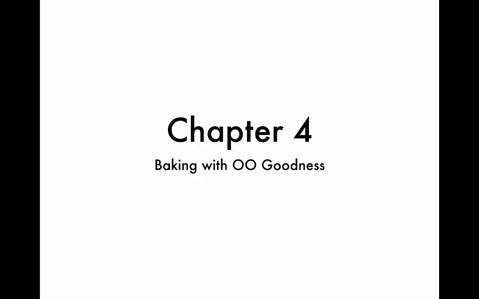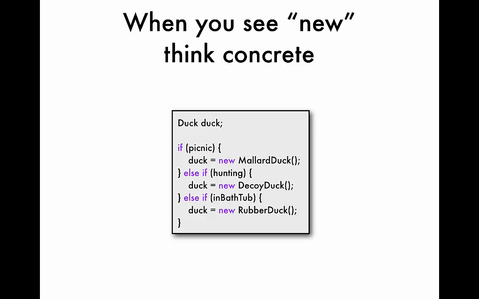In a previous series of videos, I covered the design patterns from chapters 1 through 3 of this book. In this video, we're going to start with chapter 4, subtitled Baking with OO Goodness. In this chapter, we'll talk about a pattern that is used for creating objects.